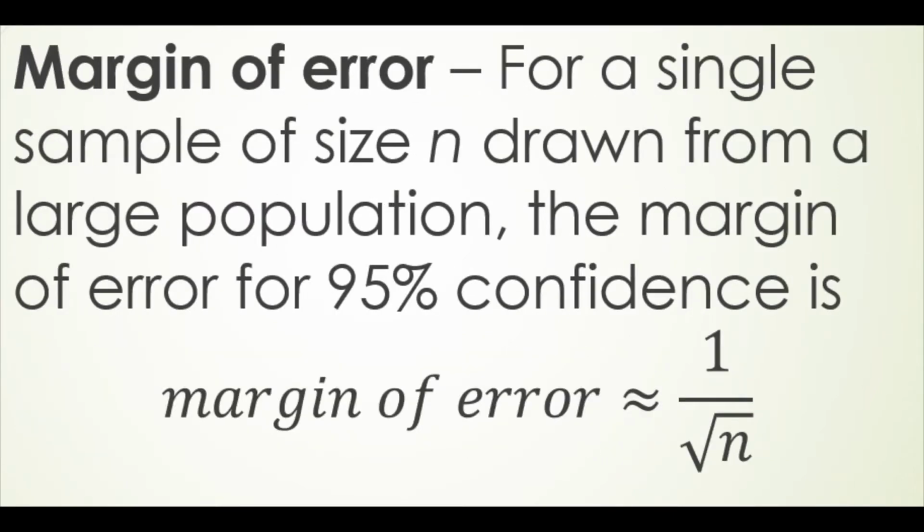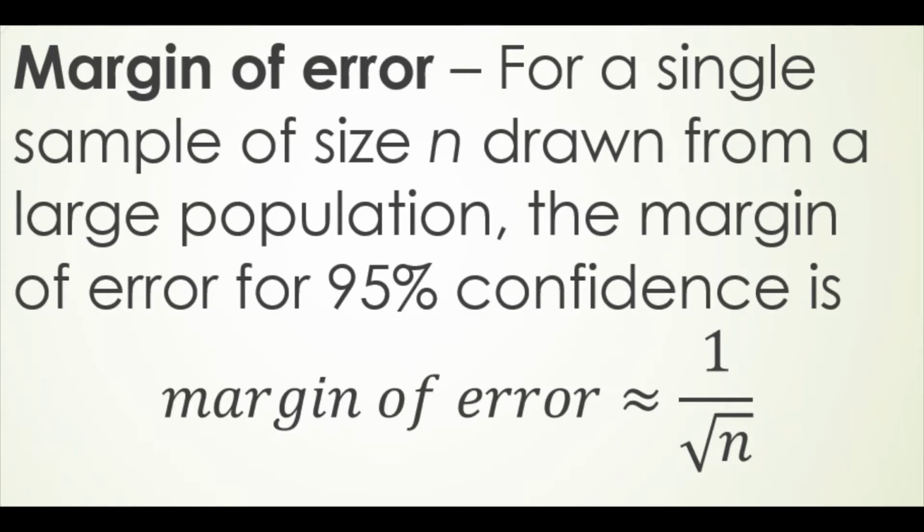Next, margin of error. For a single sample of size n drawn from a large population, the margin of error for 95% confidence is approximately equal to 1 over the square root of n, where n is the size of our sample. So, for example, if we want to know what all the voters think about, say, a certain ballot initiative, we are going to conduct a survey of a few hundred voters, and we're going to use the results from that sample to infer what the entire population thinks.